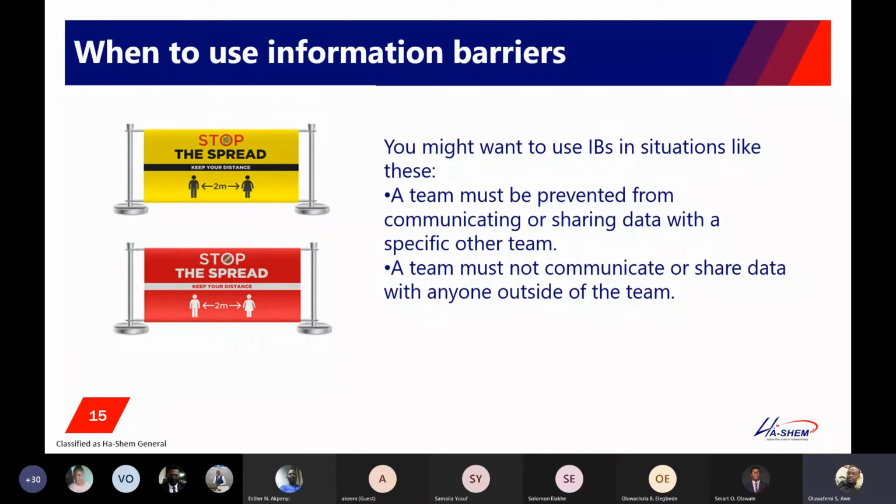And when is the best time to use information barriers? Basically, if you have a team that must be prevented from communicating or sharing data with a specific team, this may be within your organization or outside your organization. Perhaps you're working with a vendor, you're working with customers, and you don't want a specific team to communicate or search for those guests that you have added to your organization. You can use information barriers to stop this form of communication. Or if you have a team that must not communicate or share data with anyone outside the team.